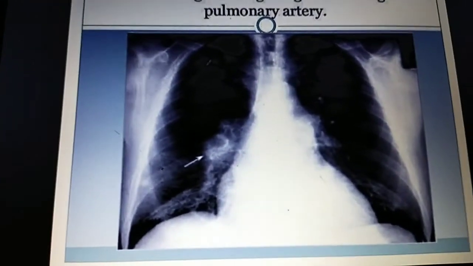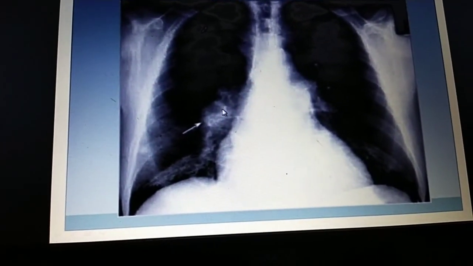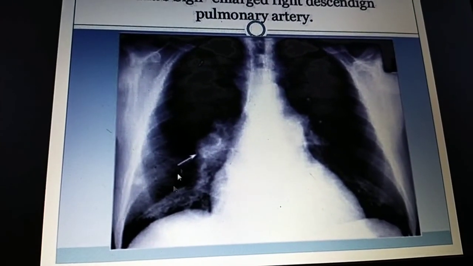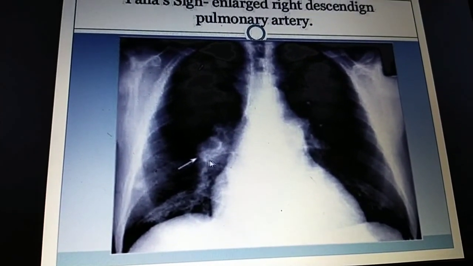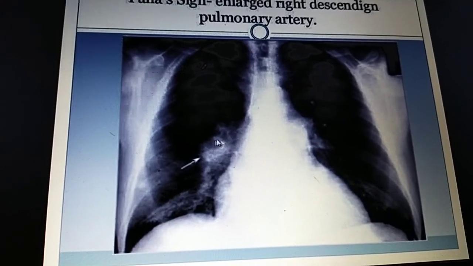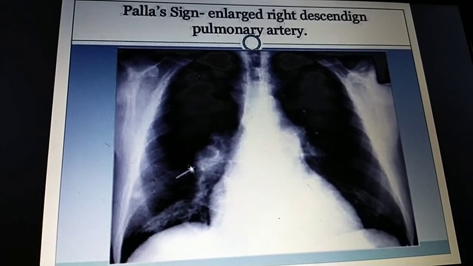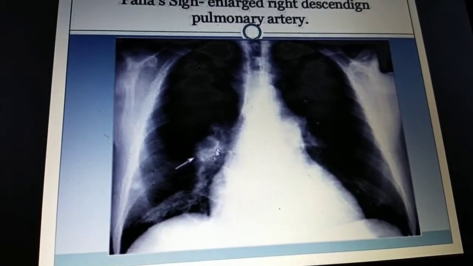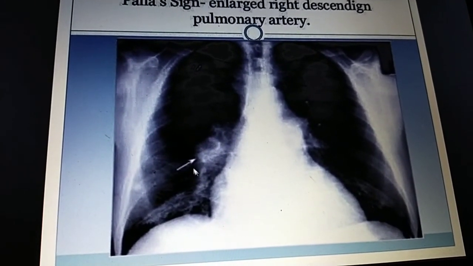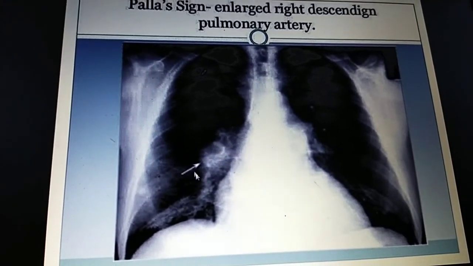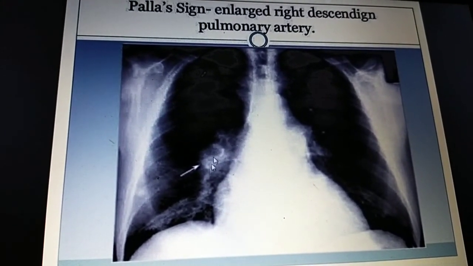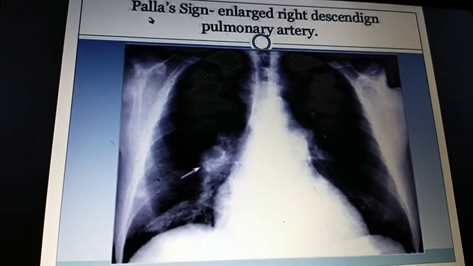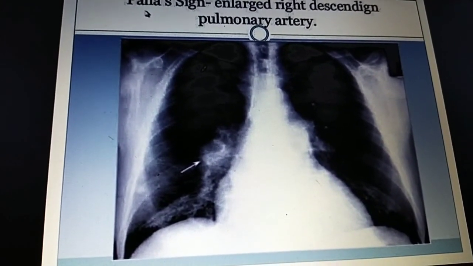You can see it here. This is one sign. The palm sign denotes the enlarged right descending pulmonary artery, because it is enlarged in pulmonary embolism. An embolism means a clot or thrombus in the pulmonary artery that enlarges the right descending pulmonary artery, and that gives the palm sign. Palm means it looks like a sausage.